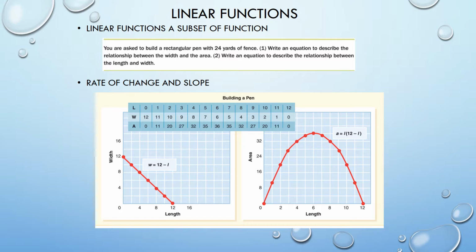So you can see that one way that it's described is the rate of change, and then the slope over on the right side of that, because you have the length compared to the width, and then the length compared to the area.